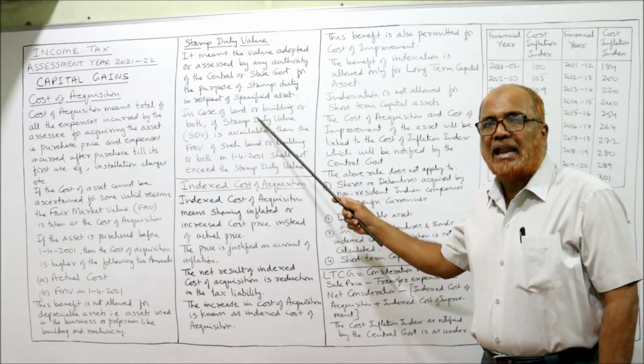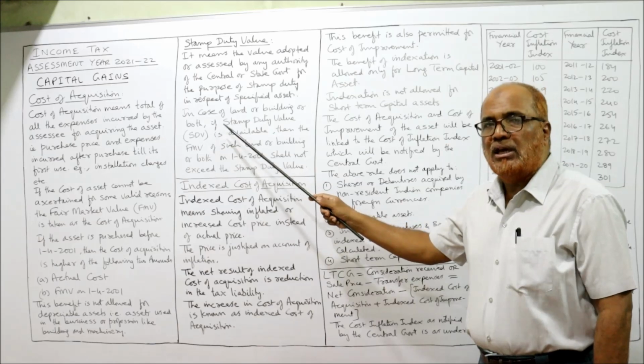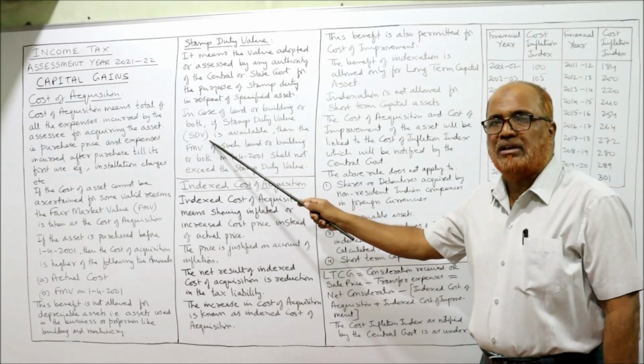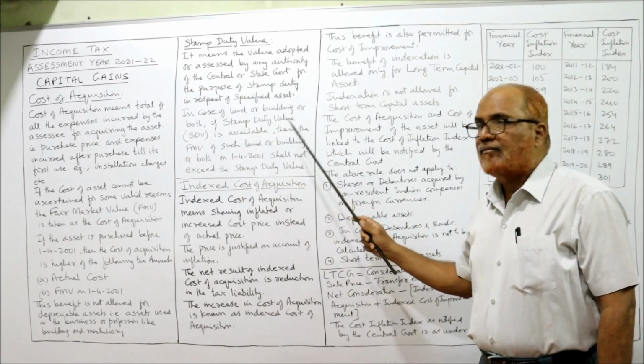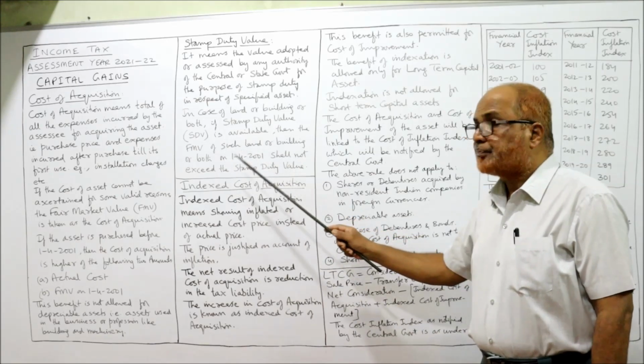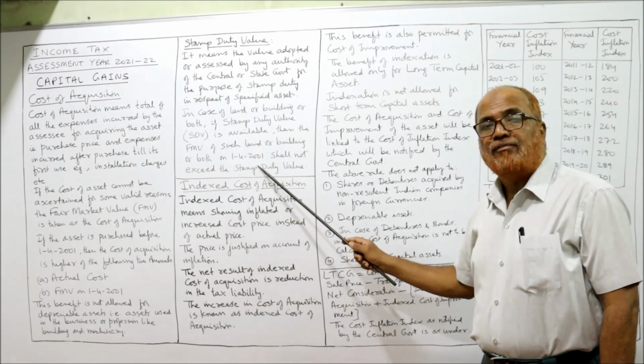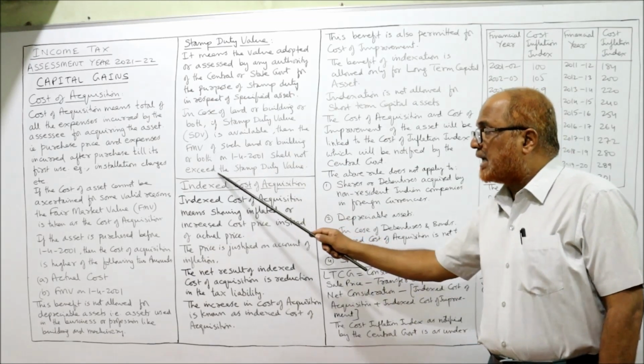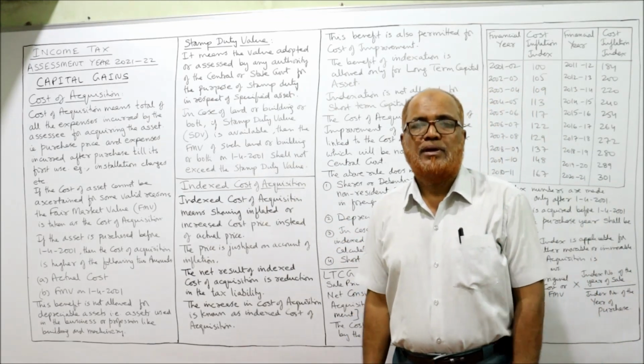So in case of land or building or both, if the stamp duty value, SDV, is available, then the FMV of such land or building or both on 1/4/2001 shall not exceed the stamp duty value.